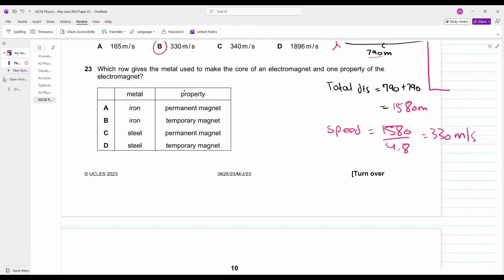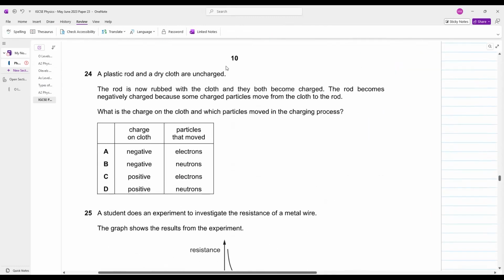Which row gives the metal used to make the core of an electromagnet and one property of an electromagnet? Brother, what material do we make the core of an electromagnet from? Iron. What is the property of the core? Temporary magnet. B is your answer.